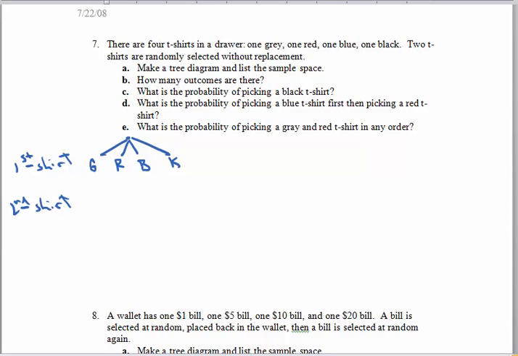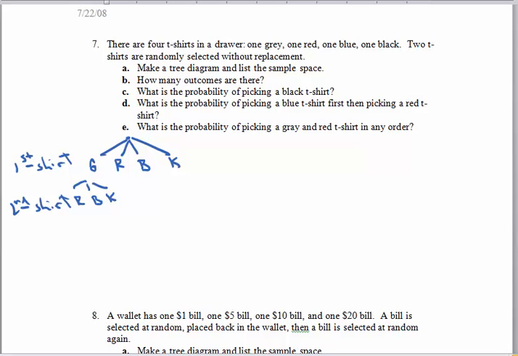Now this one is different than the ones that we've done generally in the past. You can't choose the same shirt twice. So if you get the gray one on the first selection, you can't get the gray one again. So now you only have 3 possibilities for the second one. It could be red, blue, or black.